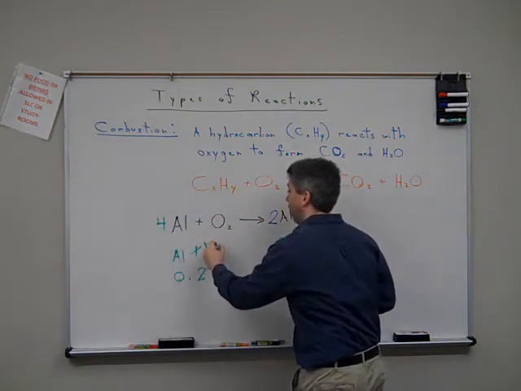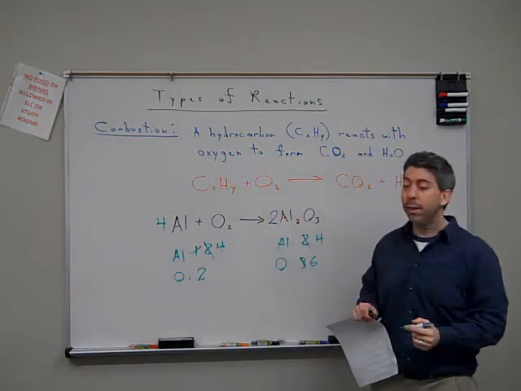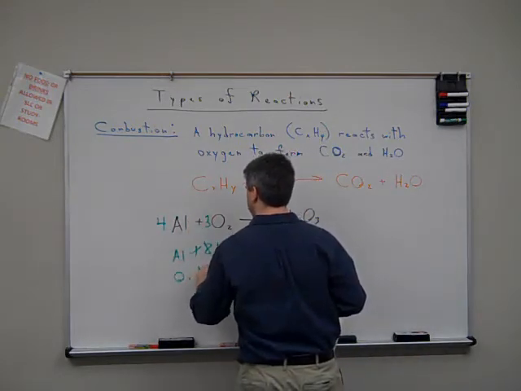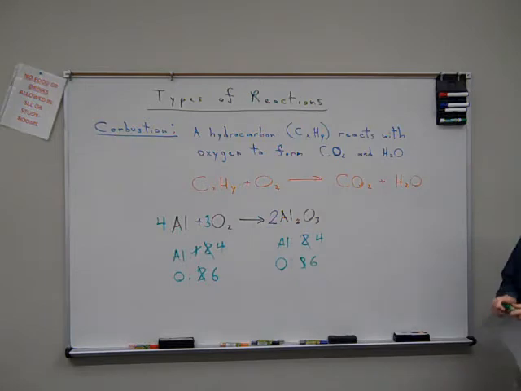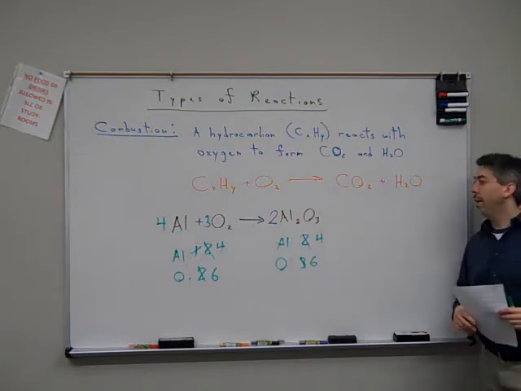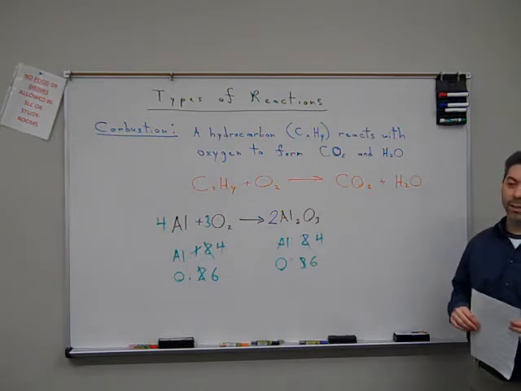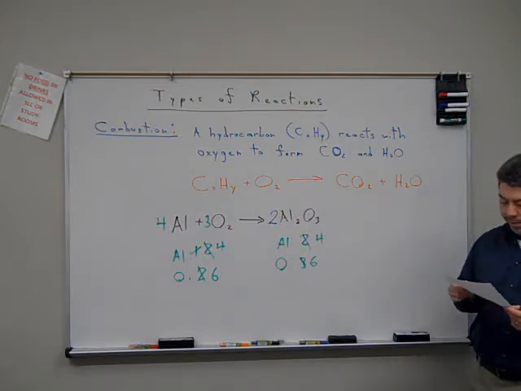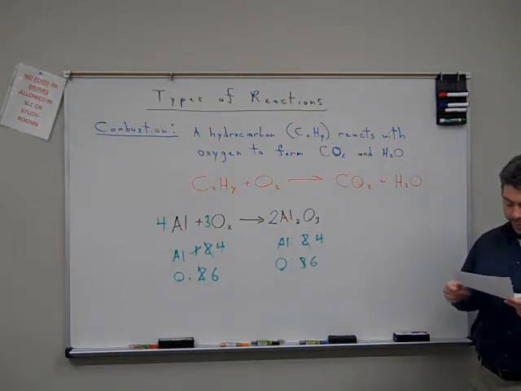And what am I going to have to put in front of the oxygen? 3. 3 times 2 is 6, right? It's a multiplier. So, there you go. 4, 3, and 2 are the coefficients. Not too bad, right? Let's try one that's a little bit more challenging.